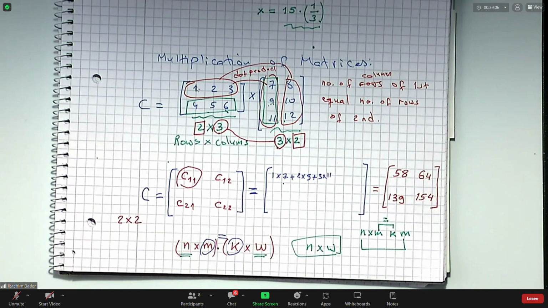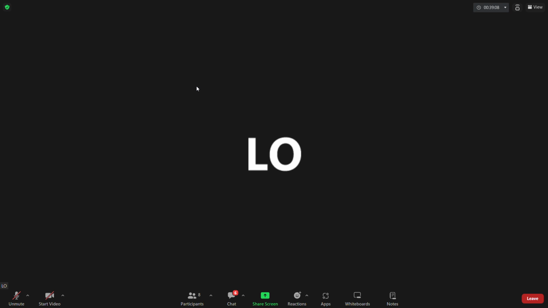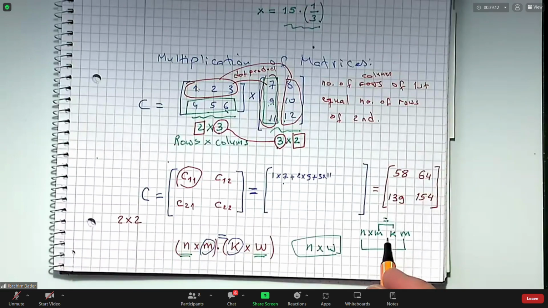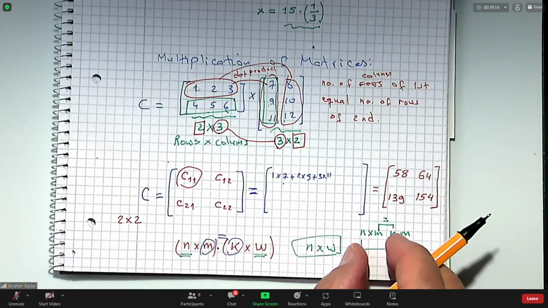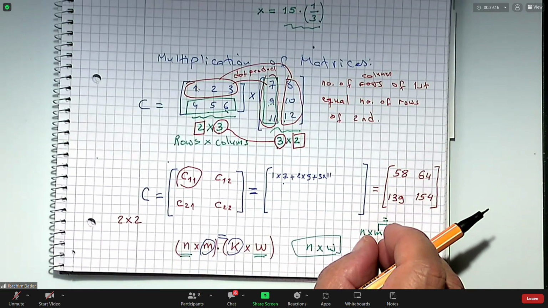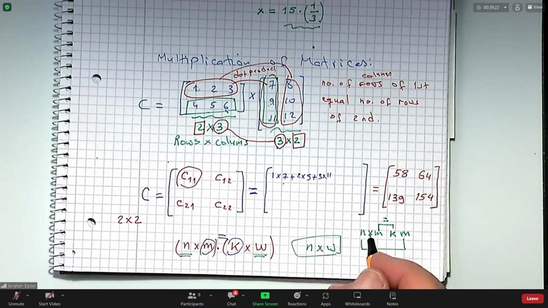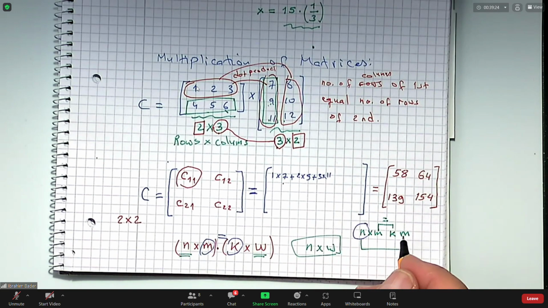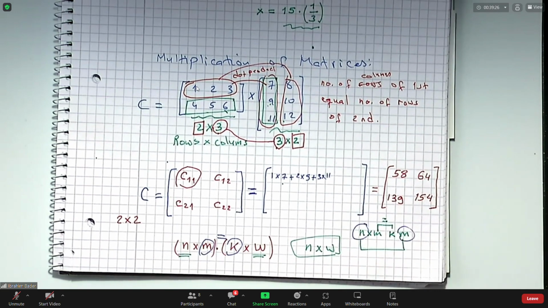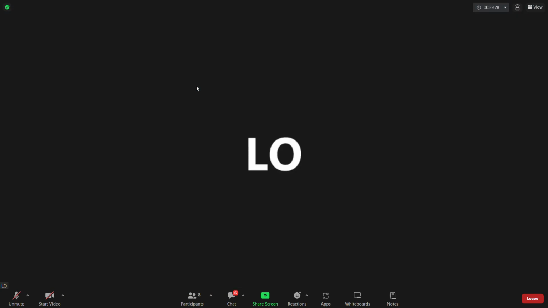So the outcome determines, you put the dimensions here. You compare the inner values. If the adjacent values are equal, then it's defined. If it's defined, then this is the number of rows, this is the number of columns of the outcome. Clear? Yeah, clear. Thank you.